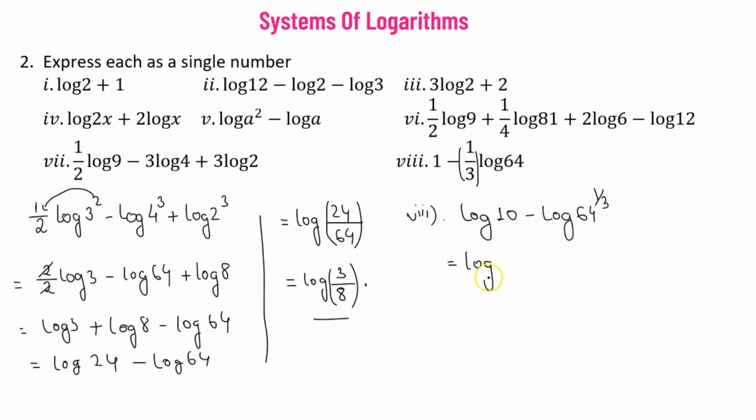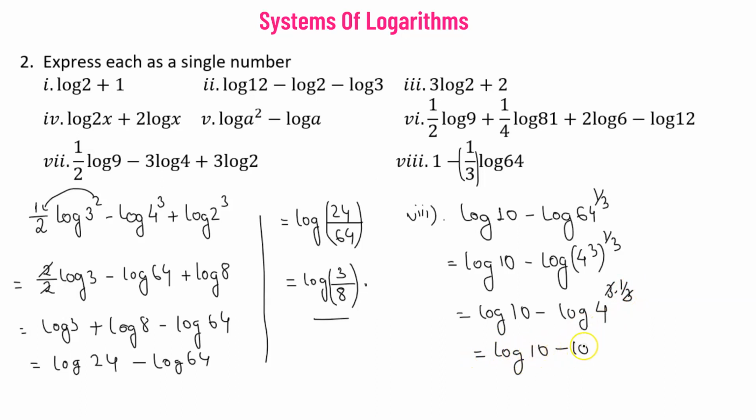So this will be equal to log of 10 minus log of, now what is 64? 64 is 4 cubed. So we have 4 cubed raised to the power of 1/3. We have log 10 minus log 4 raised to the power of 3 times 1/3. So 3 times 1/3 means this is simply 1. So we have log of 10 minus log of 4. So we can combine these two to get log of 10 divided by 4, or simply log of 5 over 2. So this is the value of 1 minus 1/3 of log of 64 expressed as a single number.